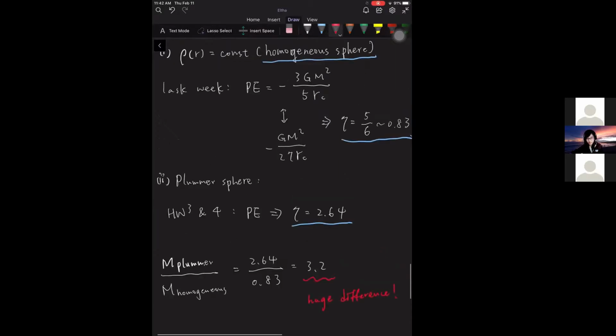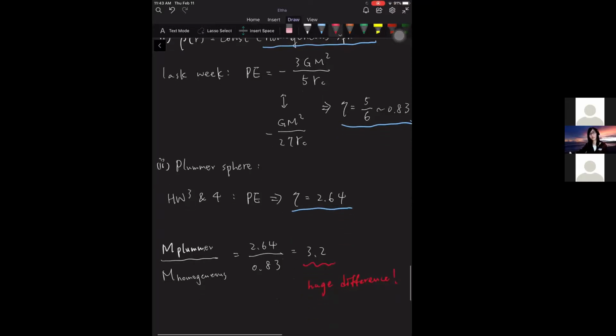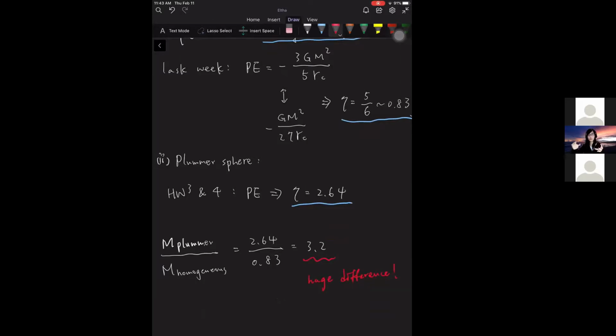All right, so that's all I want to say for the virial theorem. Just make sure you're familiar with the process, as I mentioned last week: from a given density distribution, you can calculate the gravitational force, then the gravitational potential, and then the gravitational potential energy, and then apply the virial theorem to get the mass or something related to the virial equilibrium. Okay, so any questions so far?